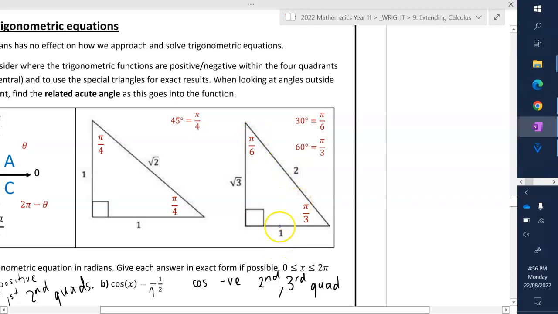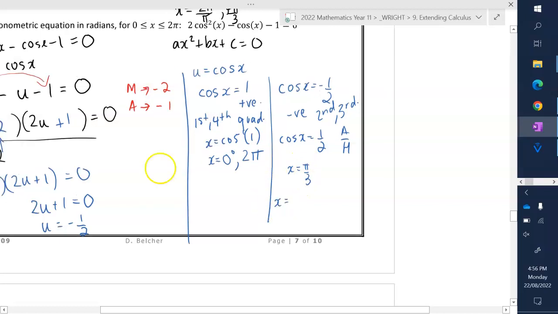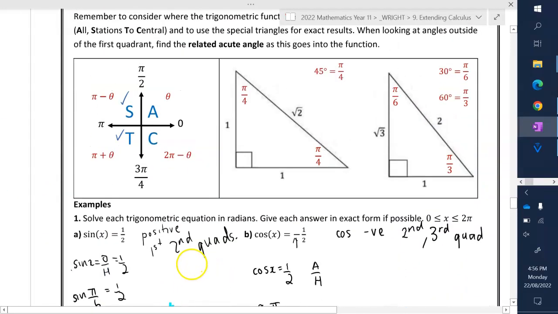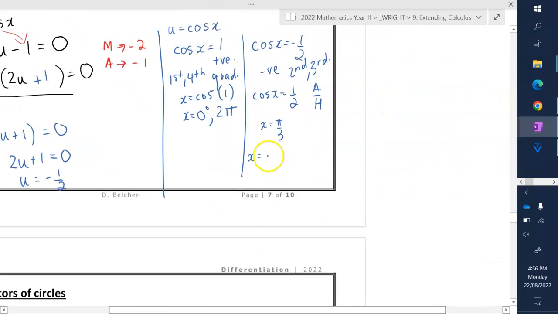Adjacent and hypotenuse will be pi over 3. This one's not going to work. So adjacent, hypotenuse, so our base angle x is going to be pi over 3. But we want the second and the third quadrant. So if we go back and have a look again, we want pi minus pi over 3 and pi plus pi over 3. So our solutions are going to be pi minus pi over 3 and pi plus pi over 3.